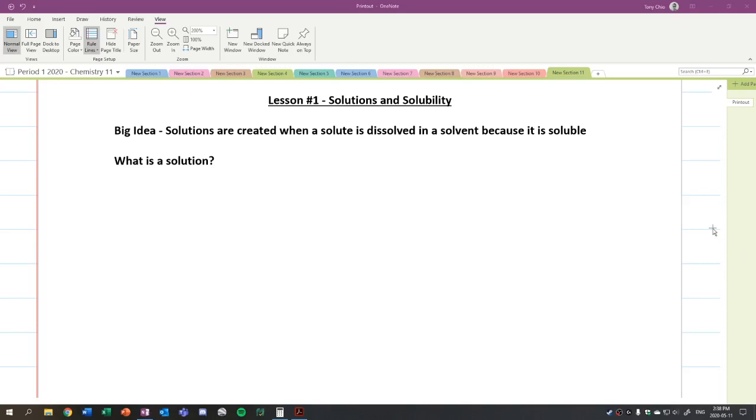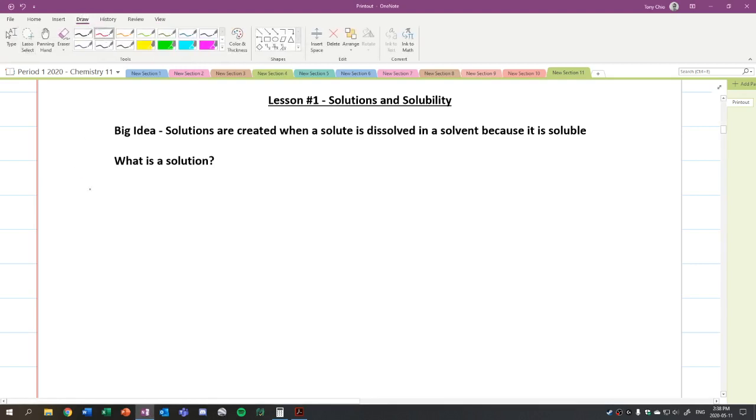In this lesson, we're going to talk about solutions and solubility. Solutions are created when a solute is dissolved in a solvent because it is soluble. So what is a solution? Well, we learned about this back in the nature of matter unit. We talked about how a solution is made up of two components.